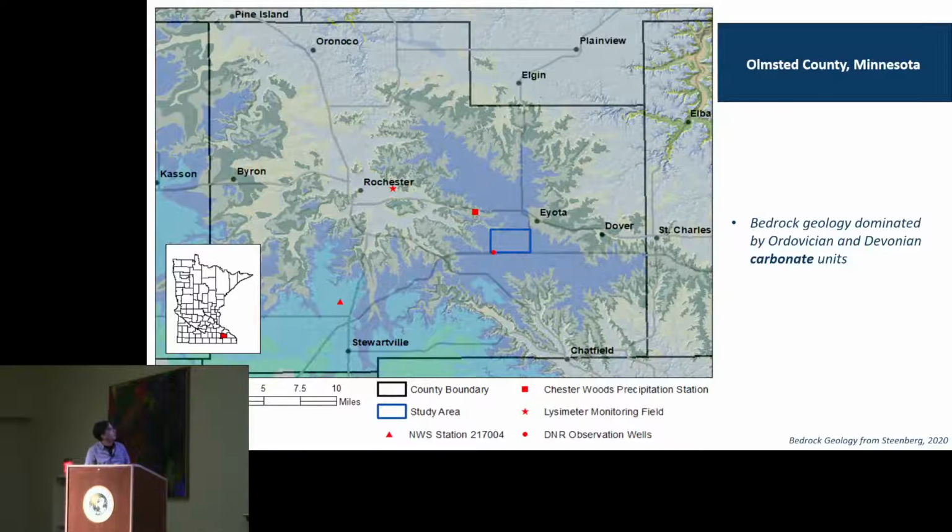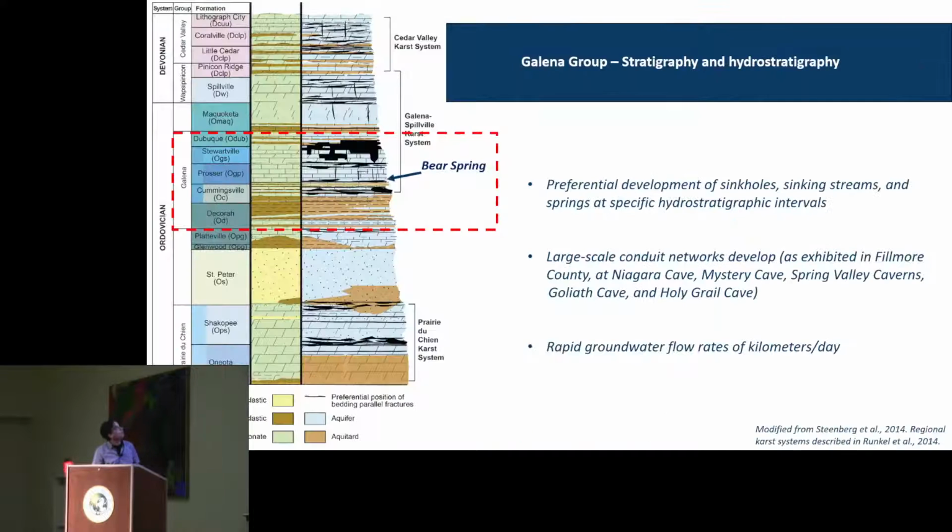Here we go. So everything in this kind of lighter green, the darker blues, the purple, but also these lighter blues, that's all Ordovician or Devonian carbonate. So there's a lot of carbonate in Olmsted County. And if you look at the stratigraphy and hydrostratigraphy of the Galena group, which is where we did this work, there's a lot of preferential development of sinkholes and sinking streams and springs. So very specific hydrostratigraphic intervals will have common preferential development there.